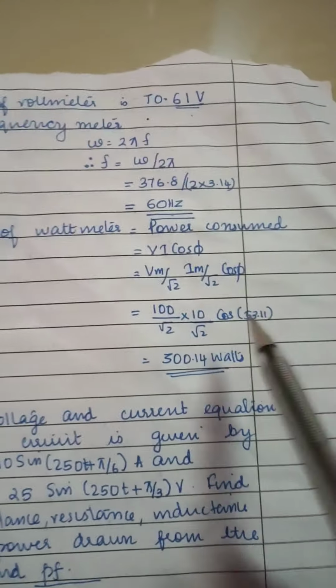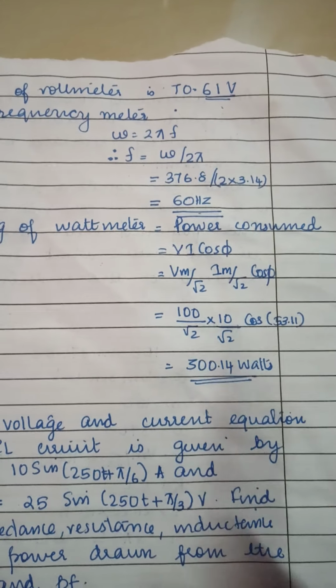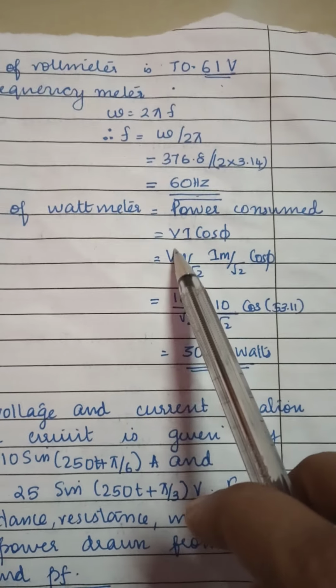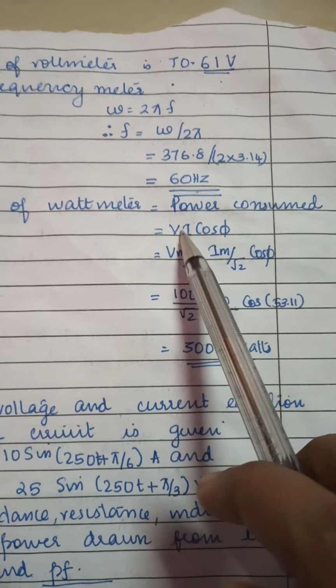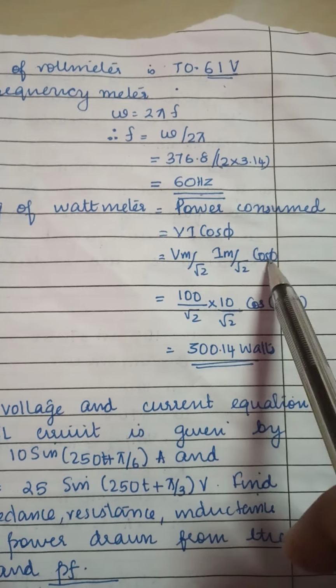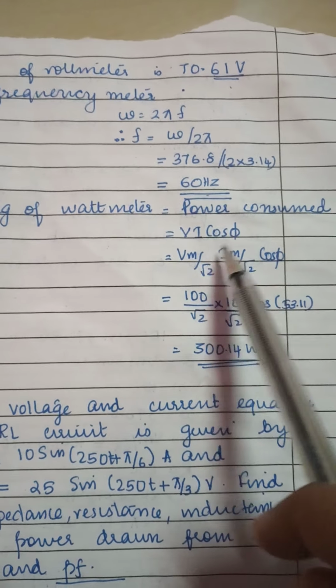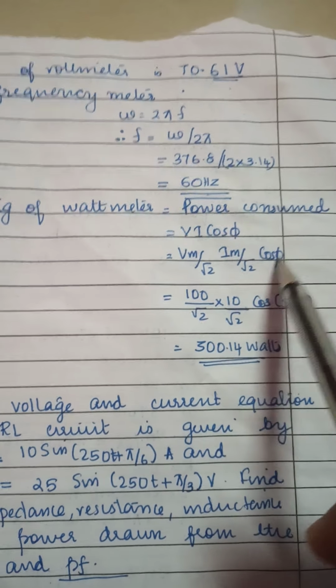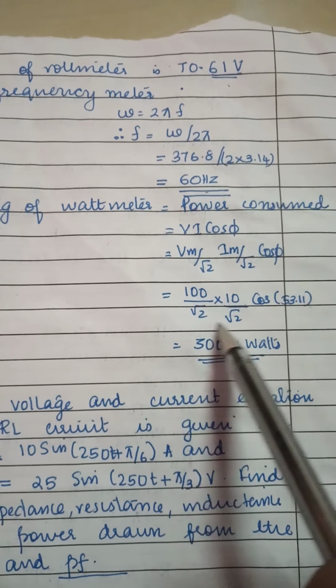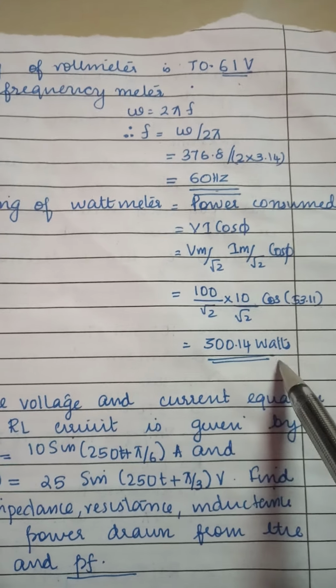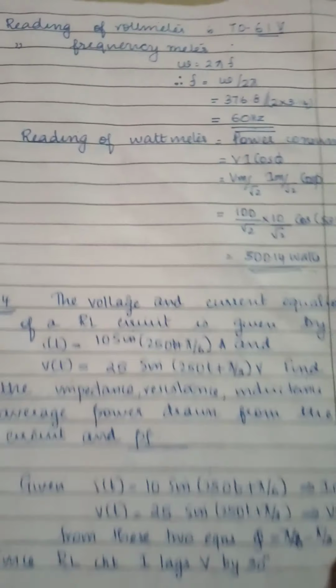Reading of the wattmeter. That is the power consumed. That is active power or true power. The equation of active power is V I cos phi. We know V equal to Vm by root 2, and current IRMS equal to Im by root 2, into cos phi. Substituting Vm, Im and the phase angle, we have already found out that as 53.11. So, 300.14 watts. Okay.